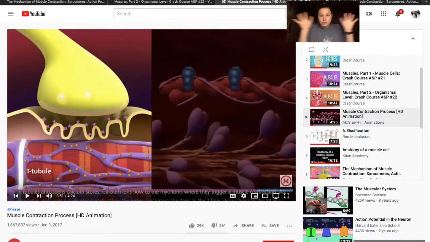And then it goes into the sarcoplasmic reticulum. So the T-tubule allows that electrical impulse to go all the way down the nerve fiber.